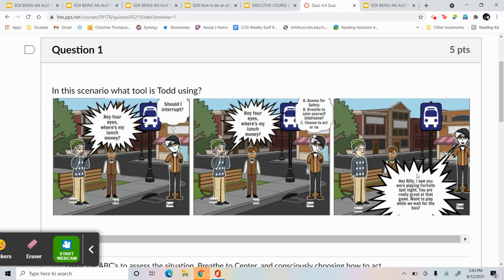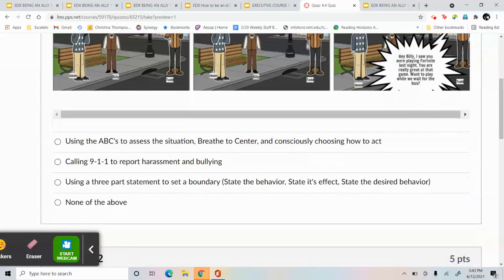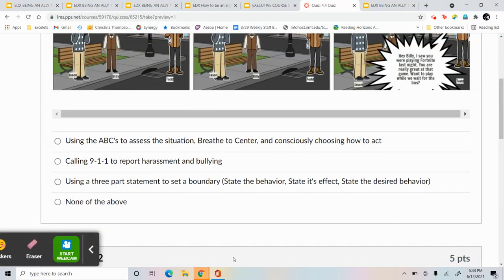And then in this situation, he says, "Hey, Billy, I saw you were playing Fortnite last night. You were really great. Want to play for a while while we wait for the bus?" So this is an example of distraction, but he's applied two things from the course: the ABCs and distraction. And then the quiz question asks, what is Todd doing in the above situation? And he's using the ABCs to assess, to breathe, and consciously choose how to act.